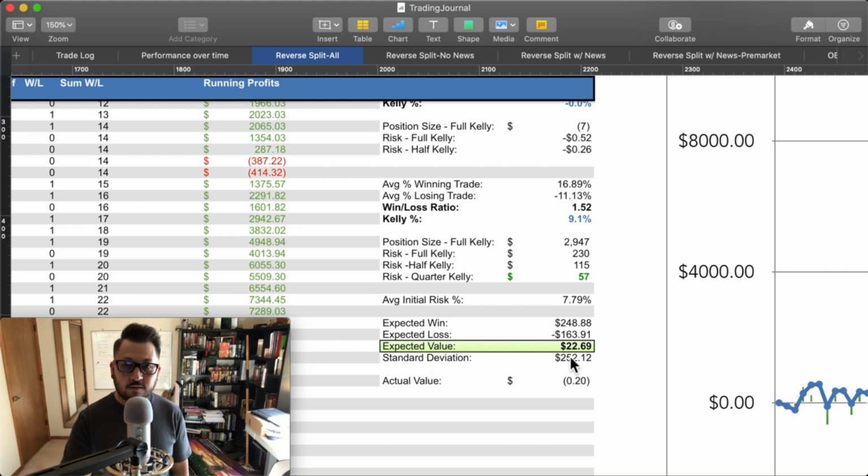And then standard deviation is a really important one to know as well, because in this case where the expected value is $22, the standard deviation is $252. The standard deviation is so much bigger than the expected value that your results are going to have a very wide range. As you can see, it says my expected loss would be 163 and an expected win is 248, and it's really going to fall anywhere within there.